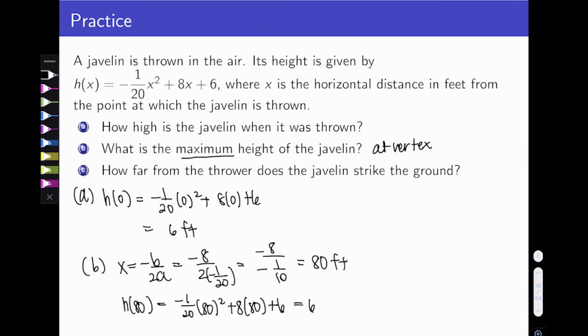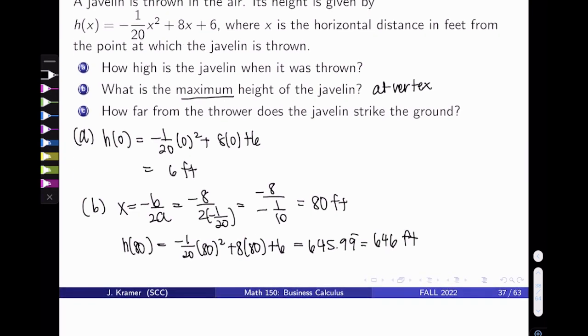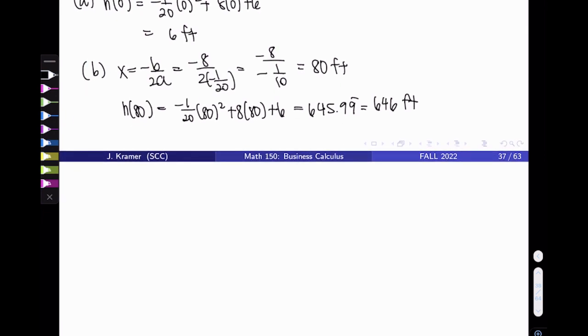Using our calculator, we can see this is 645.99 repeating, so we'll round to 646 feet is the maximum height. Finally, how far from the thrower does the javelin strike the ground? And so the height of the javelin will be at 0 feet once it hits the ground, and so we want to set h of x equal to 0 and solve for x in part C.